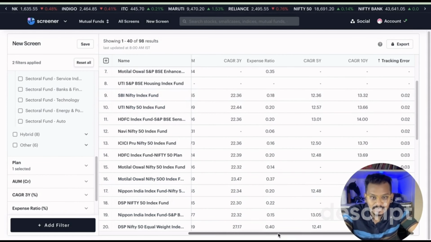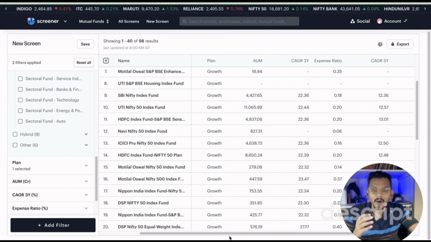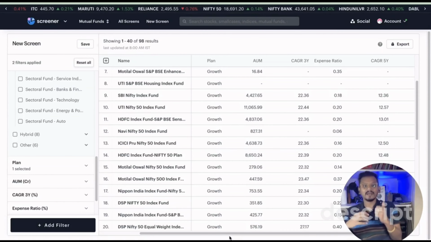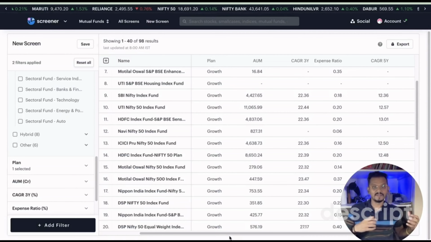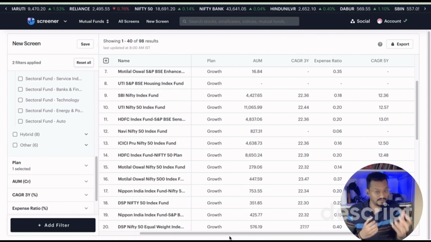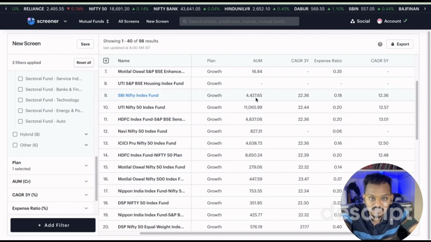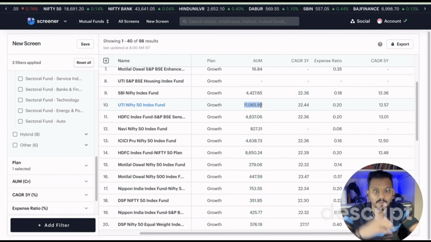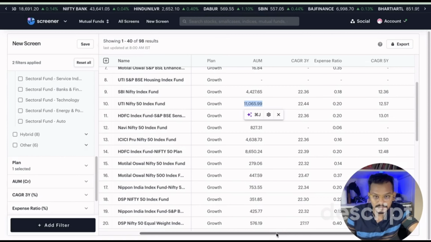And then we need to see the AUM, assets under management. How much money is already there in that fund? That shows that people are trusting it, that other investors like us, other retail investors, are also investing there. This is 4,427 crore. This has bigger trust. A super high AUM is also not that good, but for an index fund that doesn't matter that much.